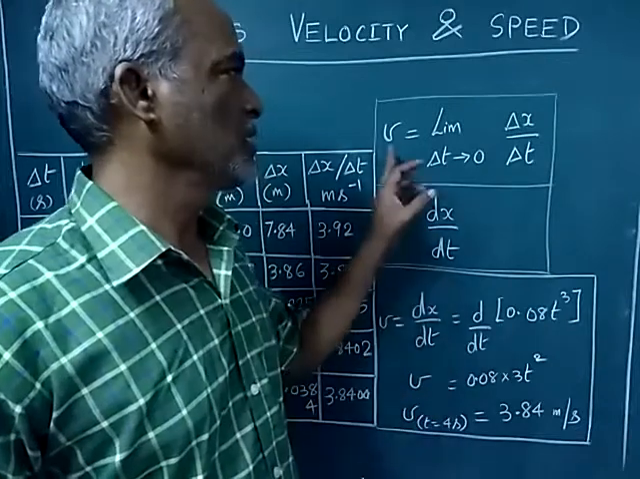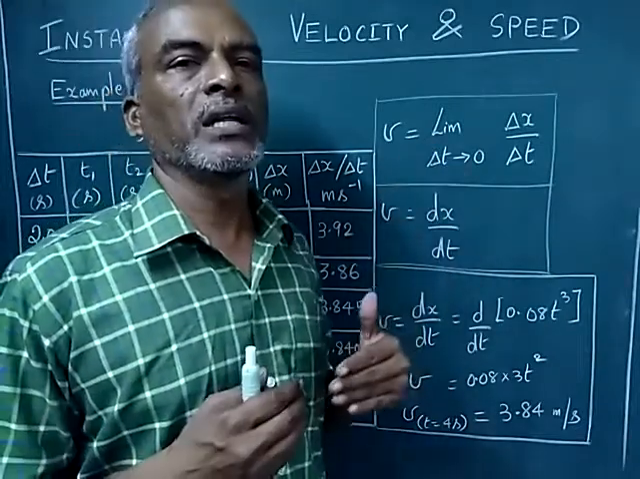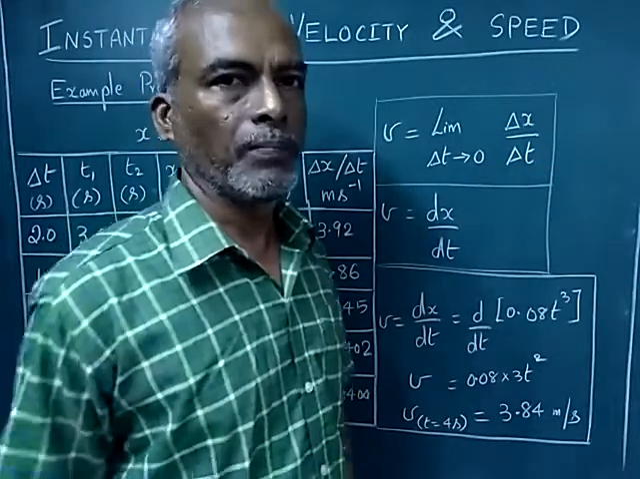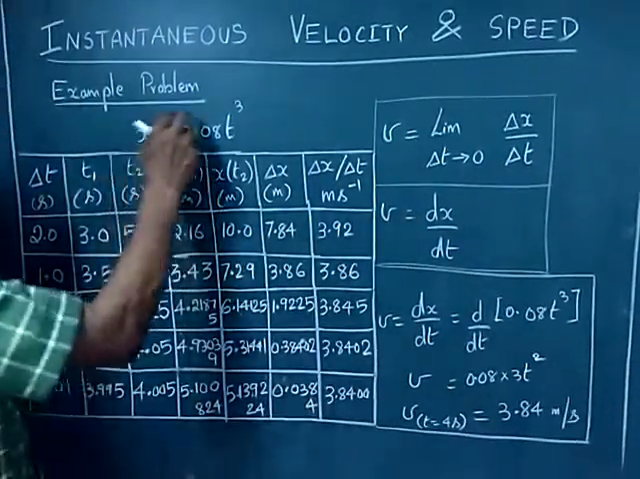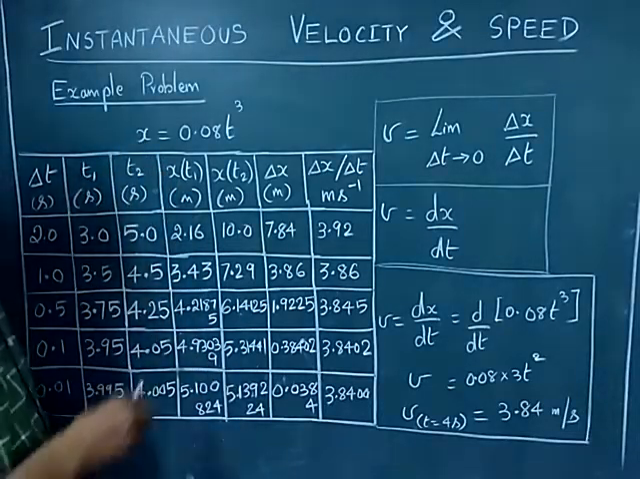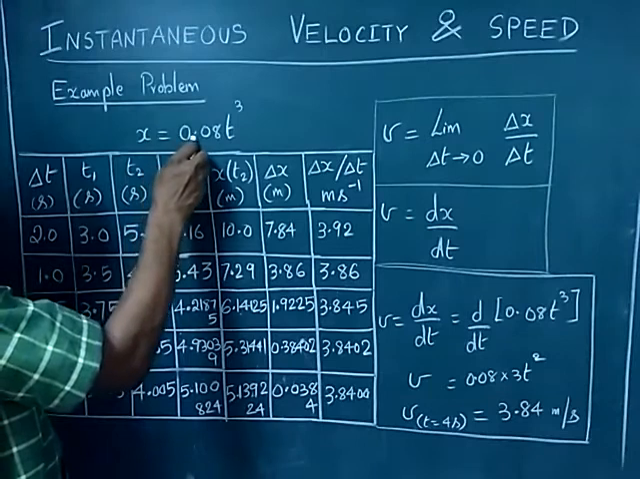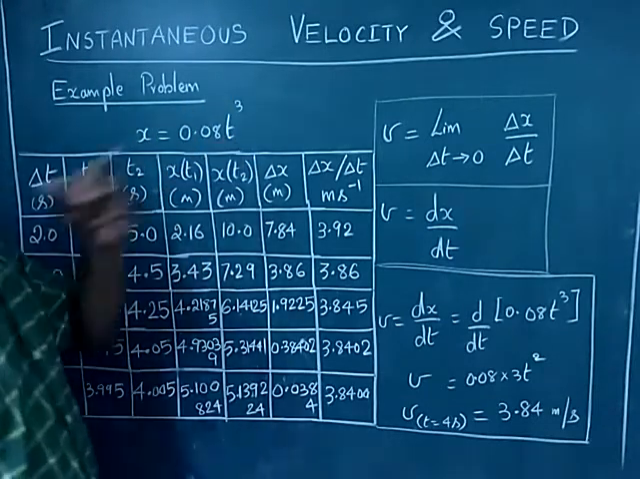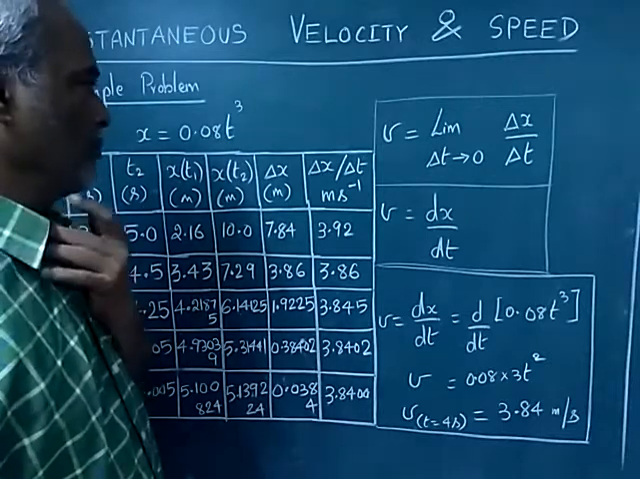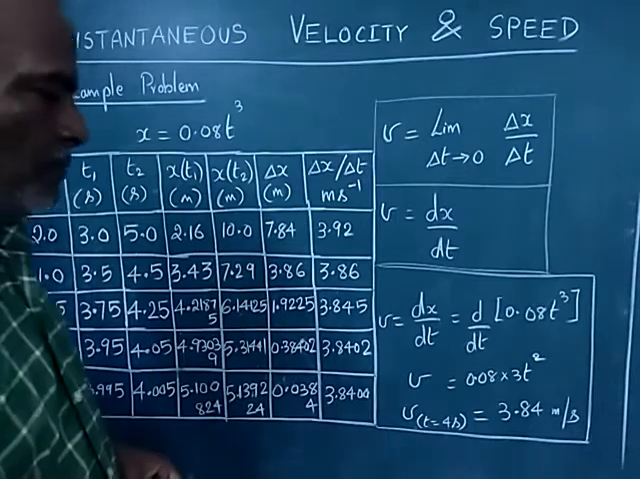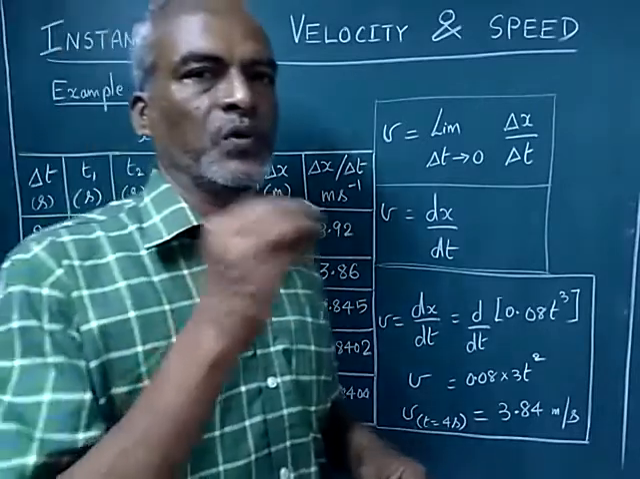The general method is velocity equals the limit as del t tends to 0 of del x by del t. So we will see one problem. This is the example problem: x is the distance covered, which is equal to 0.08 t cube, where t is the time in seconds. The question is, I want the velocity at 4 seconds.